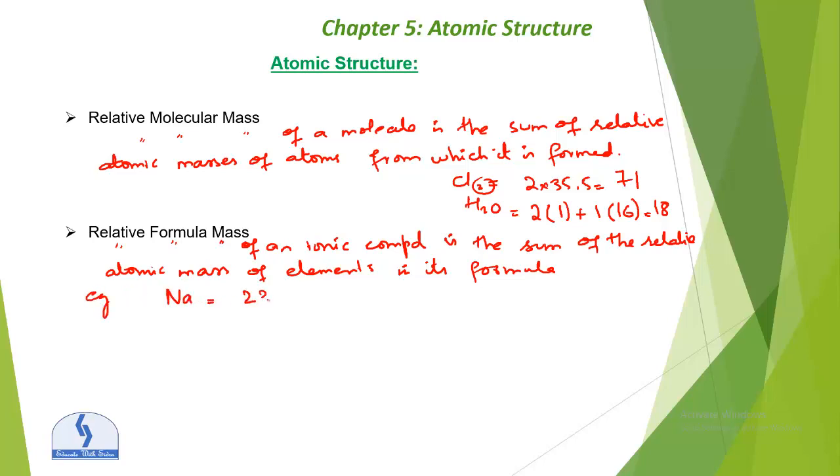has a relative atomic mass of 23 and chlorine has a relative atomic mass of 35.5. In ionic form it is NaCl, Na plus and Cl minus. So how do we calculate the relative formula mass? 23 plus 35.5 is equal to 58.5. This is the relative formula mass. We have covered relative atomic mass, relative molecular mass and relative formula mass. I hope you understand all these terms.